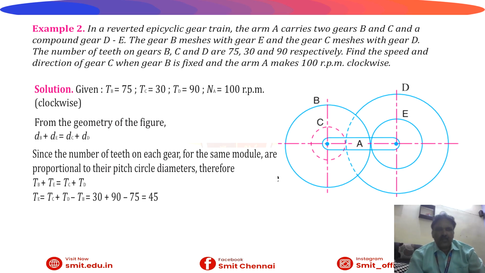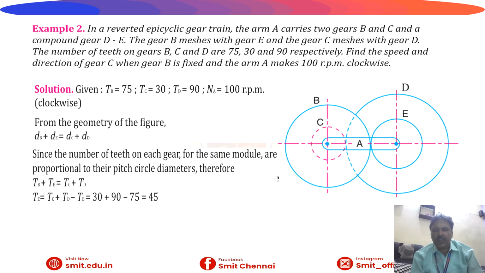Next problem, the reverted epicyclic gear train. The arm A carries two gears B and C and compound gears D and E. What does compound gear mean? Two gears fixed on the same shaft. Gear B meshes with gear E and gear C meshes with gear D.